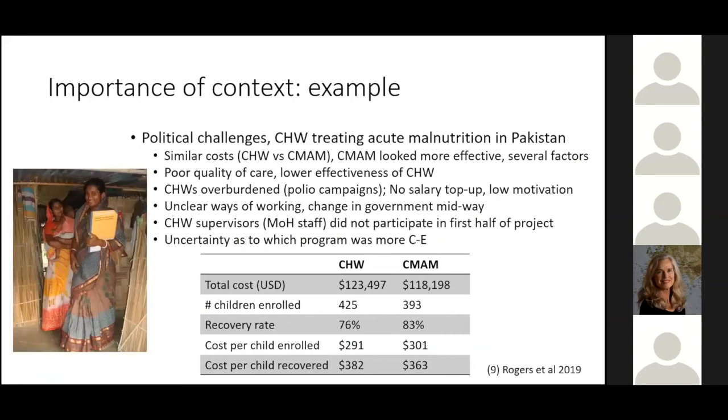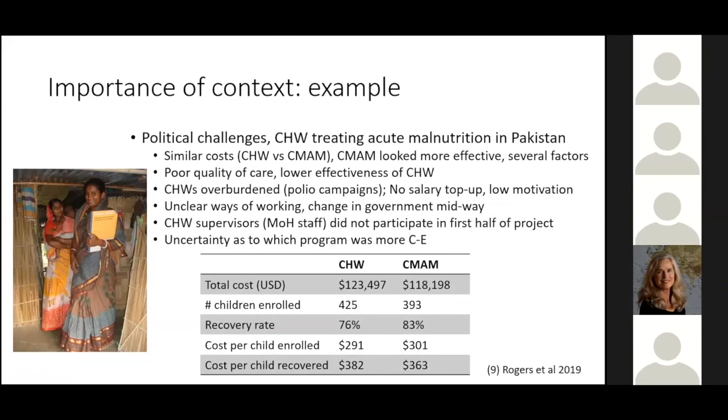Here in Pakistan, we had a similar program with community health workers treating acute malnutrition. This time, there were some political challenges that influenced the context. The two programs, community health workers and CMAM, had similar costs. But in this case, CMAM looked more effective for several reasons. The community health workers had poor quality of care in this setting, which led to lower effectiveness.